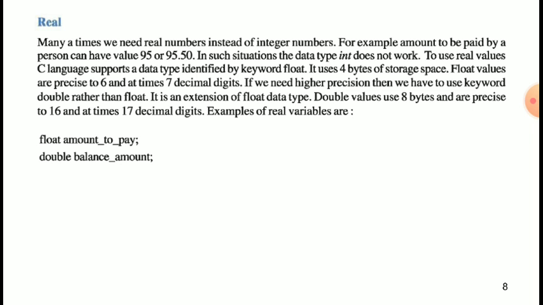The double data type uses 8 bytes or 64 bits of memory space. It has a range of plus or minus 1.7e-308 to plus or minus 1.7e+308. Double values are precise to 16 and at times 17 decimal digits.